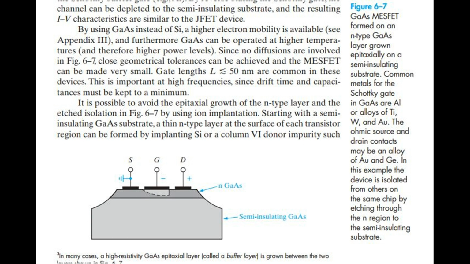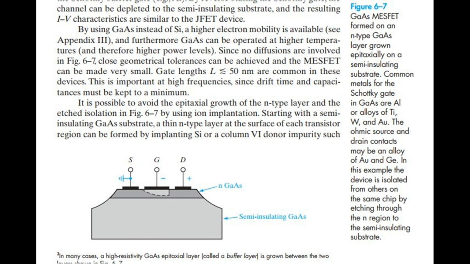Figure 6-7. Gallium arsenide metal semiconductor field effect transistor formed on an N-type gallium arsenide layer grown epitaxially on a semi-insulating substrate. Common metals for the Schottky gate in gallium arsenide are aluminum or alloys of titanium, tungsten, and gold. The ohmic source and drain contacts may be an alloy of gold and germanium. In this example, the device is isolated from others on the same chip by etching through the N region to the semi-insulating substrate. This implantation requires an anneal to remove the radiation damage, but the epitaxial growth step is eliminated.